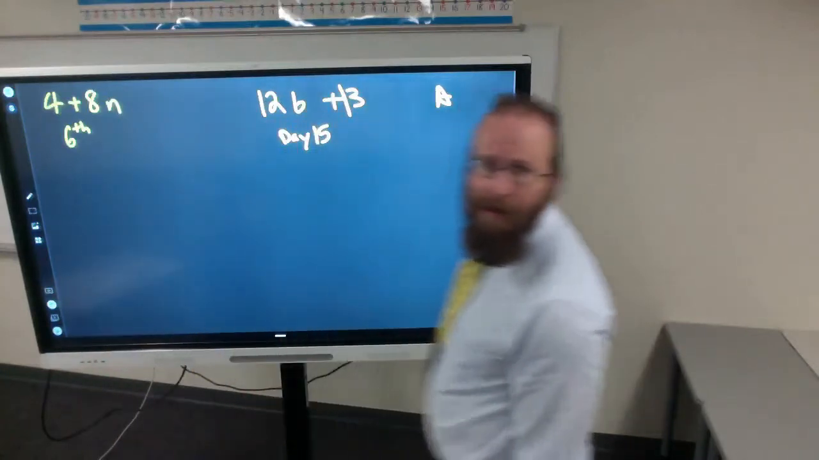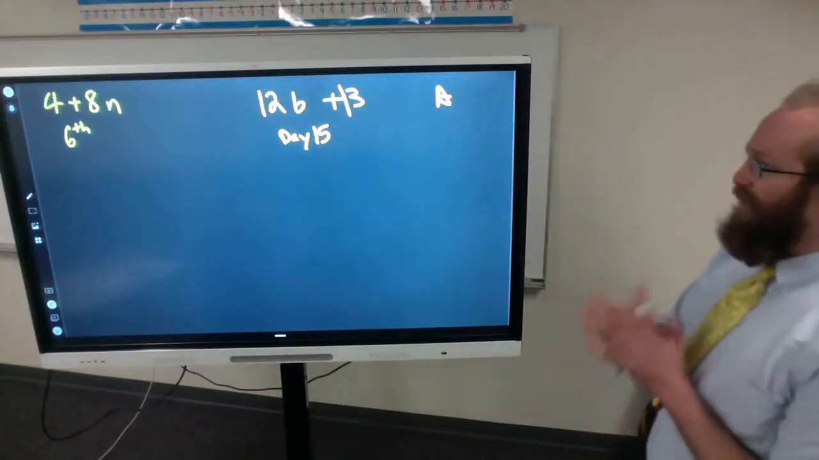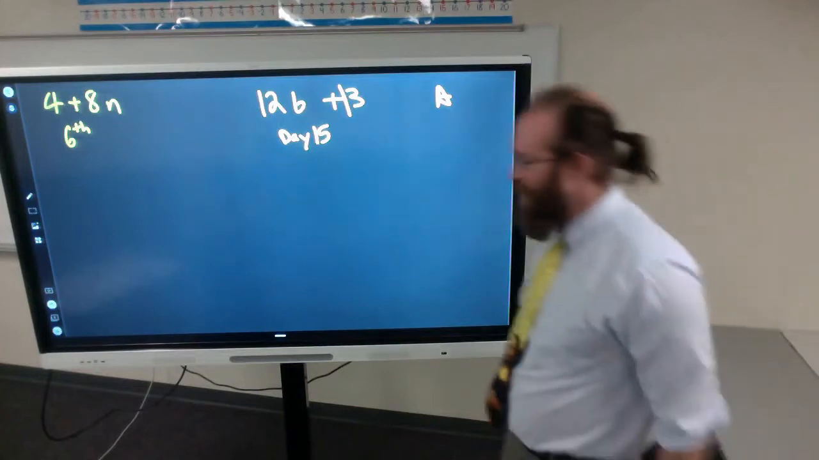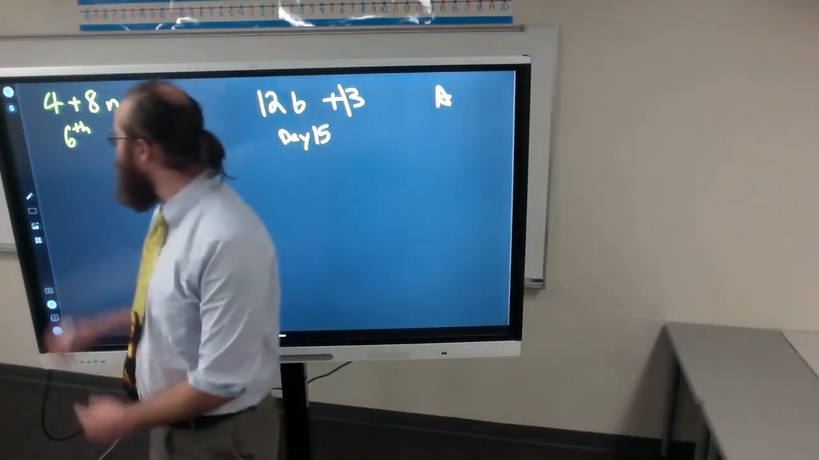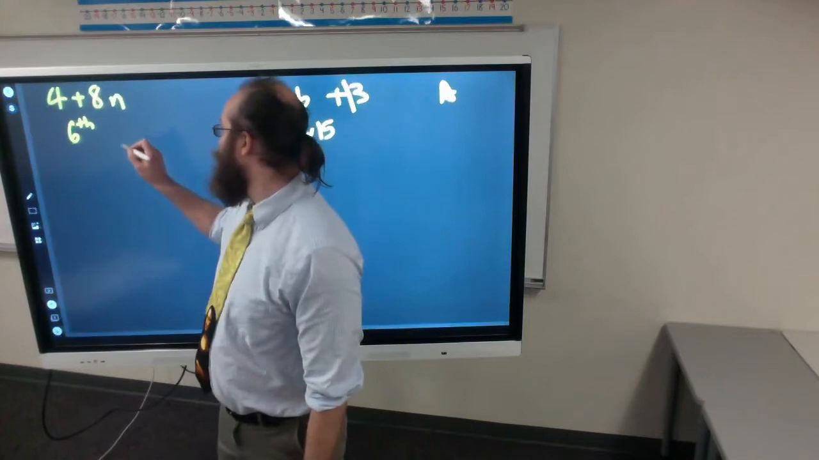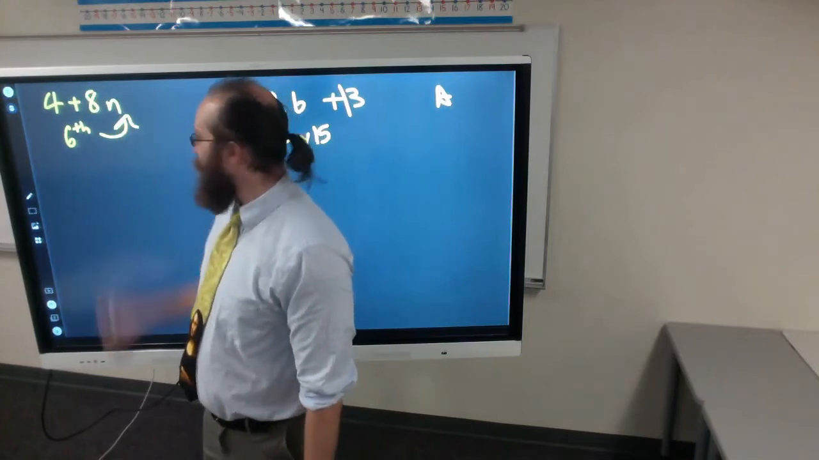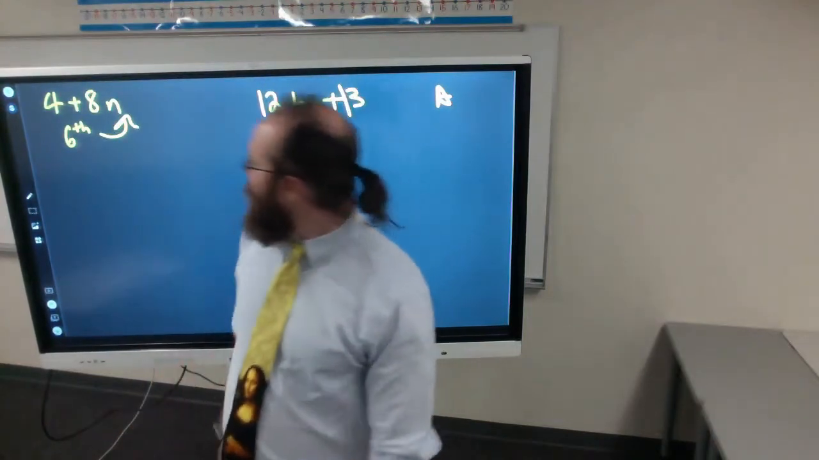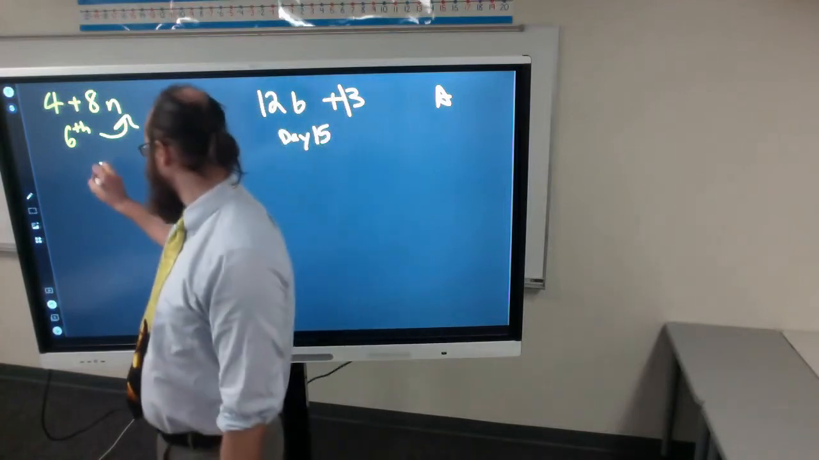Moving on, next up on the list, we have the 6th term of 4 plus 8n. So we plug in the number 6 where the n is. 6 times 8 is 48, plus 4 is 52.